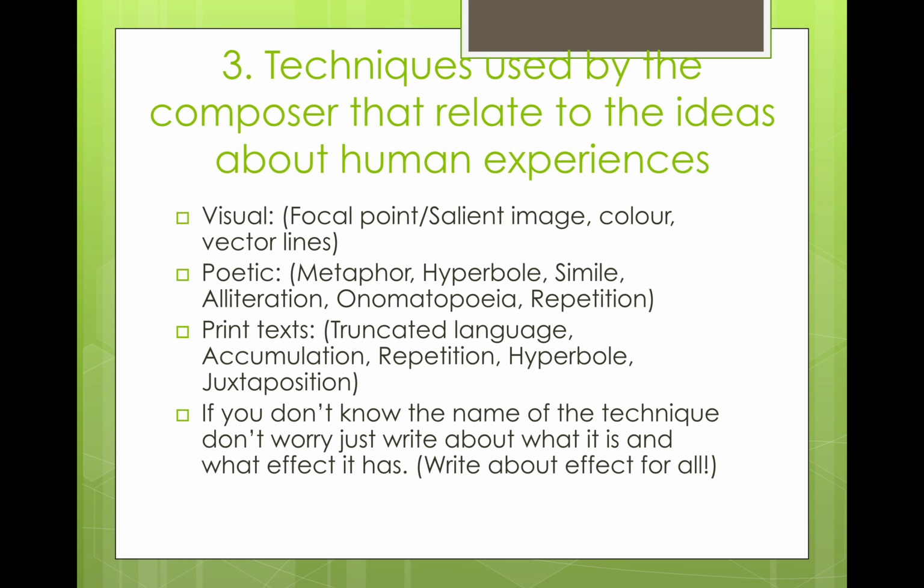Now, the last point's really important. If you don't know the name of the technique, don't worry about it. Just write down what it is, describe it, and what the effect is. If you write about the effect of a technique, about what the composer's done, you get marks. Okay, so the effect is more important even than the identification of the correct word. So only when you get stuck, just say, this is what I'm seeing, and this is the effect of it. If you can use the language like truncation or accumulation or hyperbole, that's even better. But if you can't, at least describe what you are seeing and then explain the effect of it.